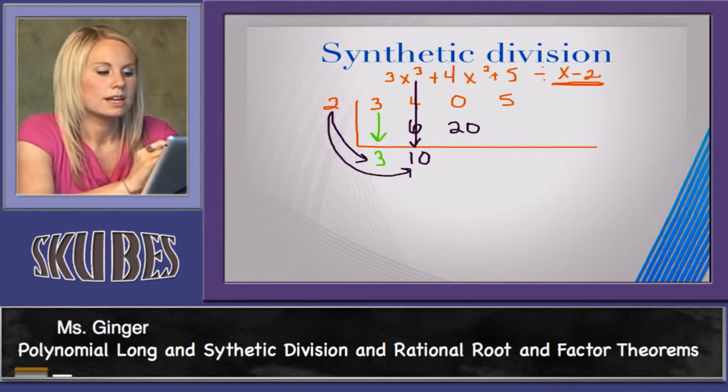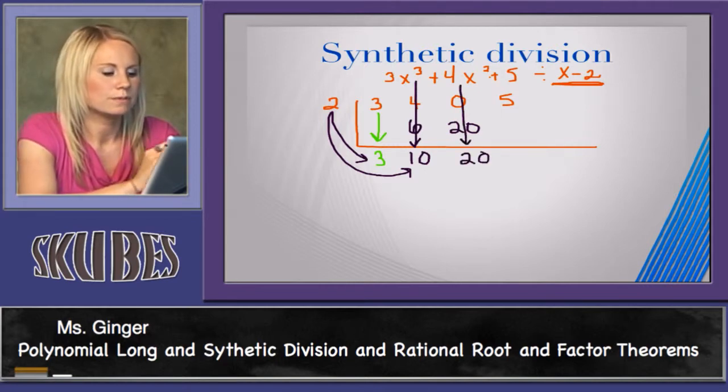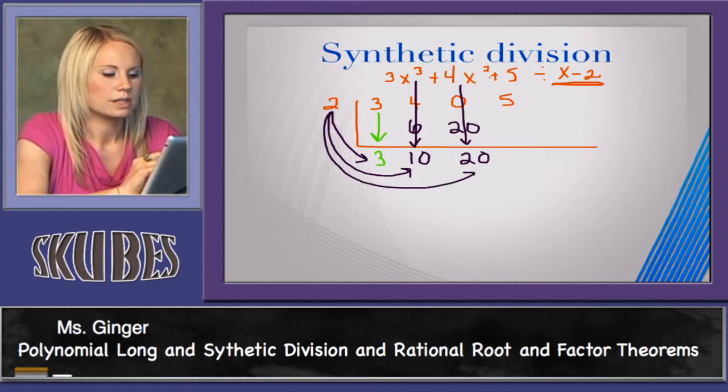That gives me 20. Ready to add down the column. 0 plus 20 is also 20. 2 times 20 gives me 40. And adding down this column gives me 45.